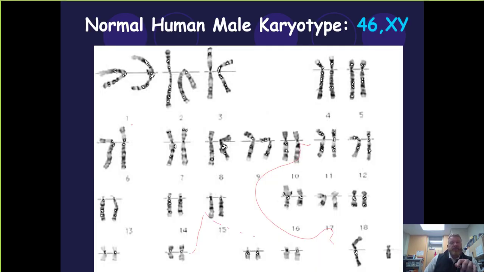So here's a normal male karyotype. 46, sorry about the little lines. You can see here this is our X chromosome, this is our Y chromosome. The Y is significantly shorter than the X, and that's perfectly normal. But you can see here we have 2 per pair. No abnormalities, just 2 per pair.